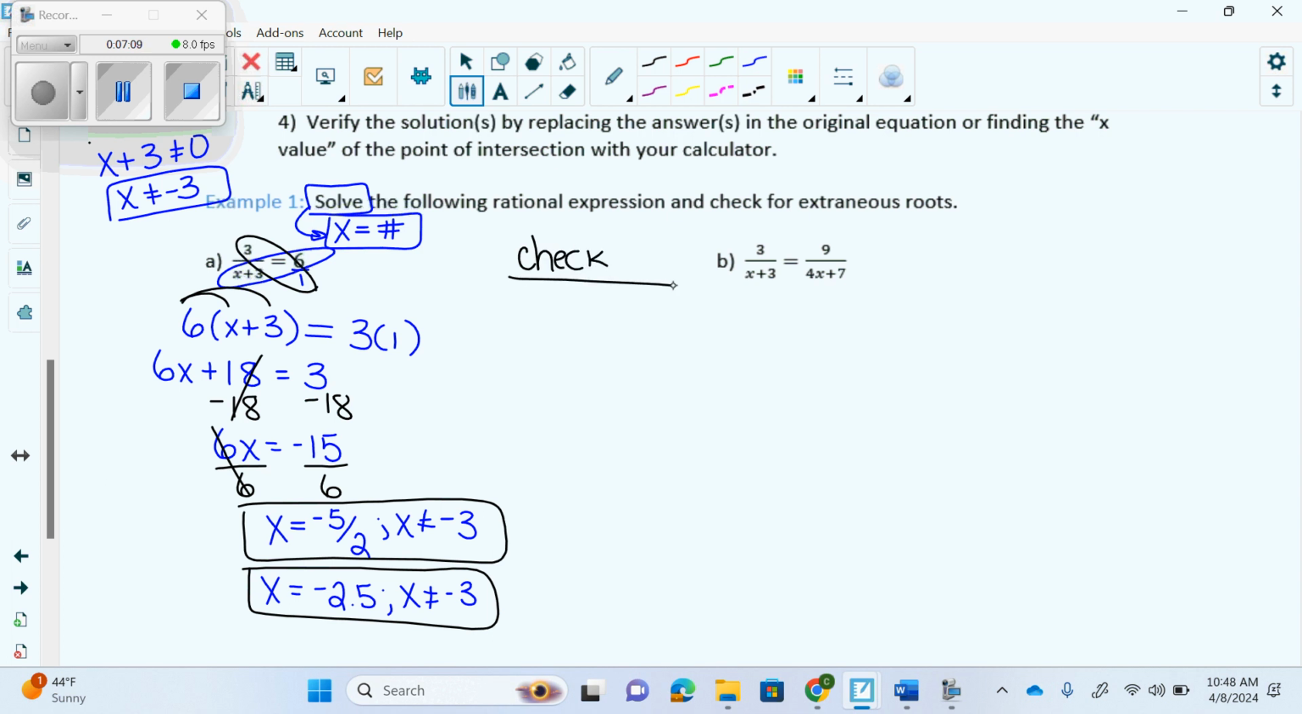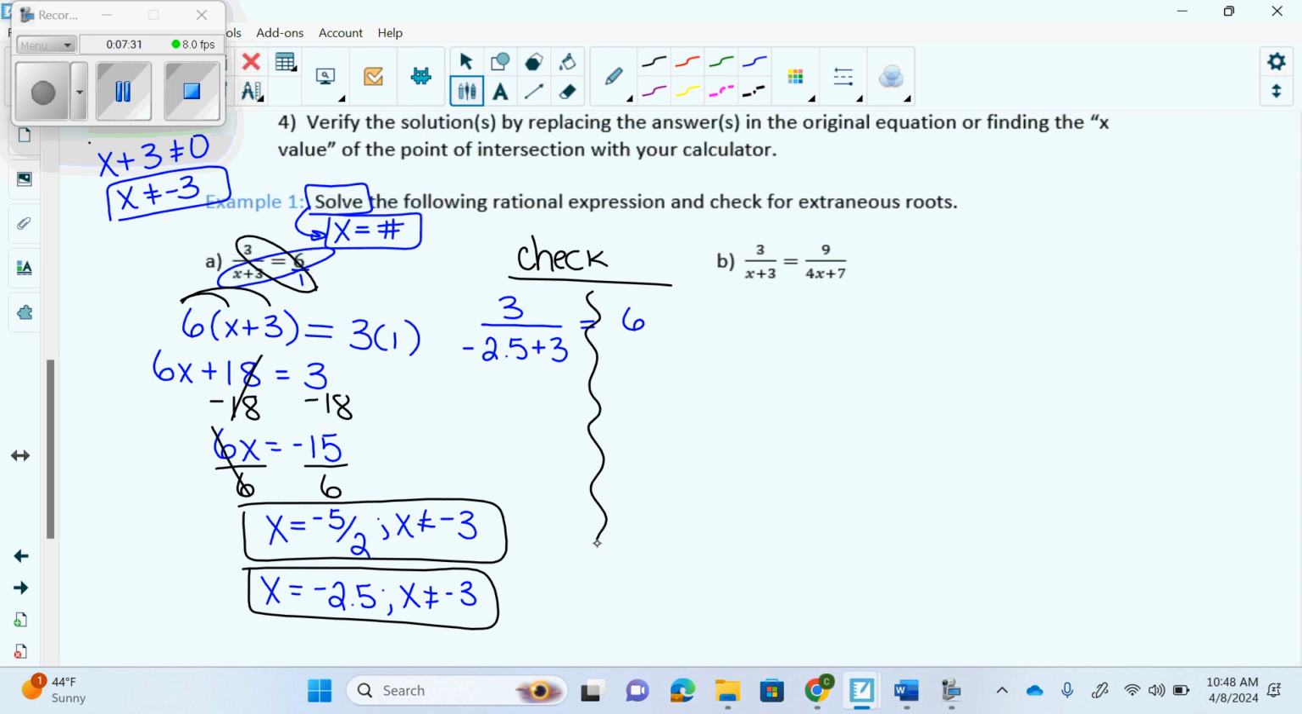How do we check it? We check it back into our original. So we get 3 over negative 2.5 plus 3 equals 6. And when you check anything, what's on the left stays on the left, what's on the right stays on the right. And you hope the left equals the right. And when it does, you cheer. Or when it doesn't, you're sad. Those are the only two options you have.